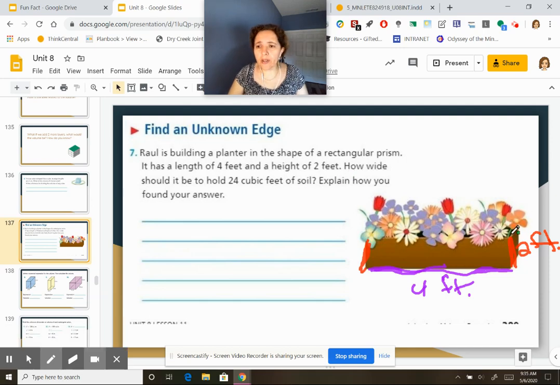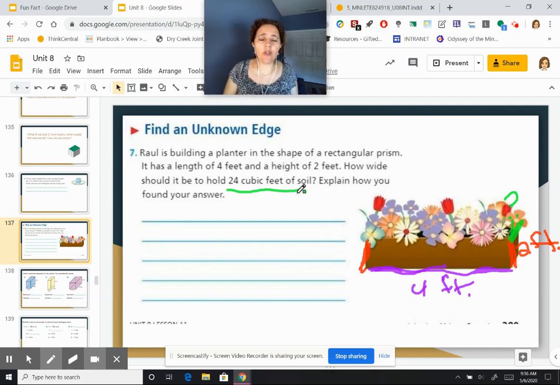How wide should it be? So the width here, going in this way, how much should that be? That's a question mark. We don't know what the width is. So how wide should it be if it holds 24 cubic feet of soil? Explain how you found your answer. So stop the video and see if you can figure out how you would solve that, and then come back to me.